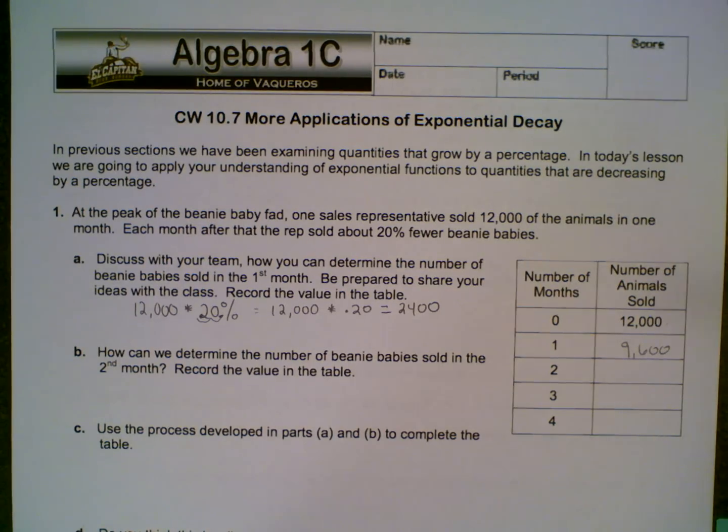Once again, let's see if decimals make sense. Does it make sense that we're going to sell a half of a Beanie Baby or a quarter of a Beanie Baby? No, it does not. So make sure that if there are any decimals in this column, we round it to the nearest whole number.